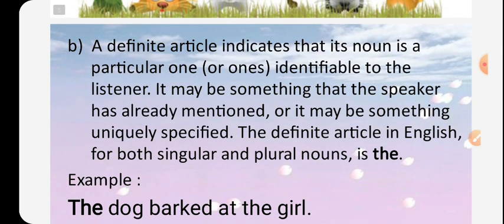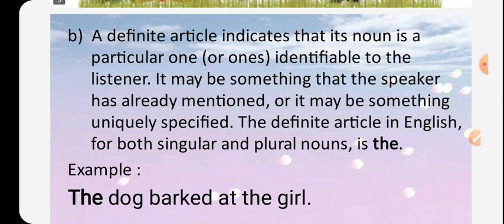A definite article indicates that a noun is a particular one, like the dog barked at the girl. So here the dog is a specific dog, that out of thousands of dogs, out of millions of dogs which can exist in the universe, there was that specific dog which barked at the girl.